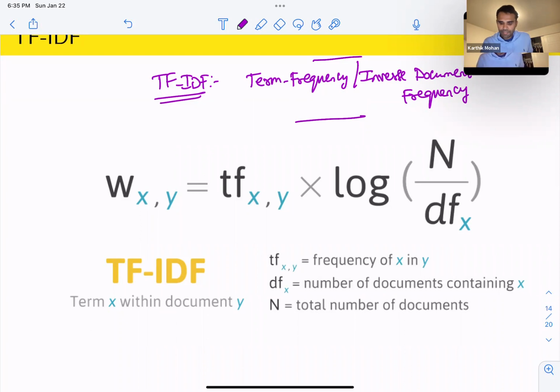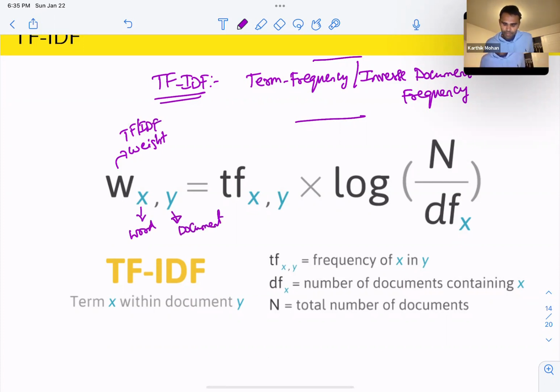There's a very easy way to determine this. Let's say there's a word here, and this is referring to the Tf-Idf weight, and this is the word, and this is the document. So that is the term frequency inverse document frequency of a given word. If you didn't use Tf-Idf, you might just say this word is present, so let's put a 1. This word is not present, so let's put a 0. But Tf-Idf is placing more emphasis on words that are important and less emphasis on words that are not important, right?